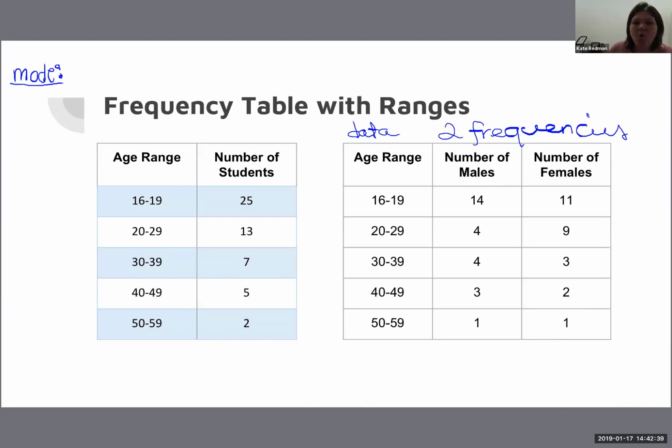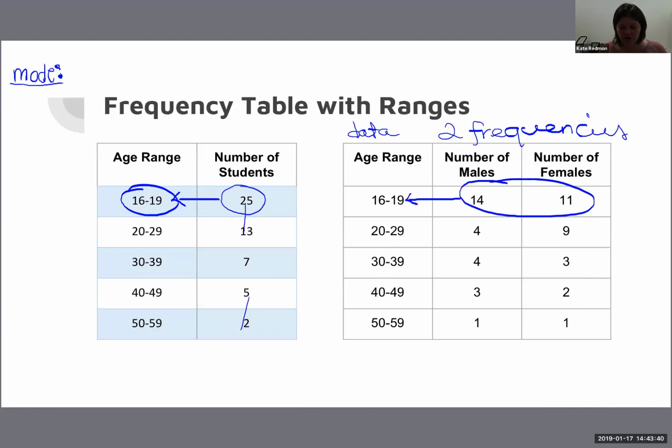So if I'm asking you, what is the mode of the age range in my class, I'm asking you, most of the students are in which age range? Does that make sense? 16 to 19. Exactly. I don't care whether you look at it on this graph, we can see more students are in this age range than any other age range, and it's just as easy to see from here. So the mode here would be 16 to 19, which feels weird for a mode.